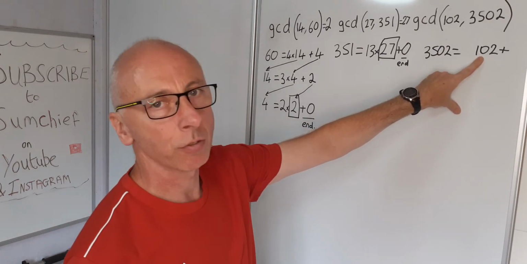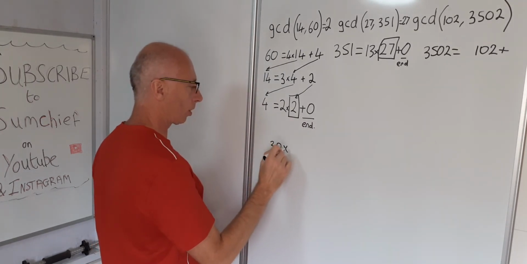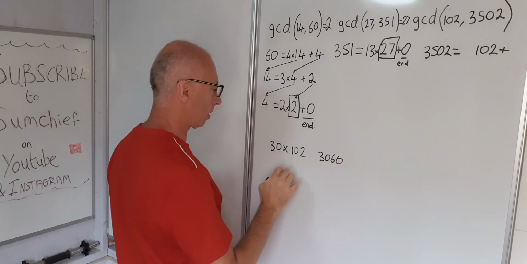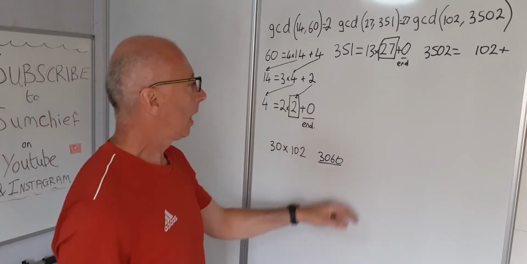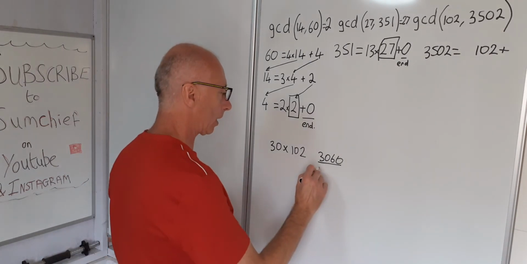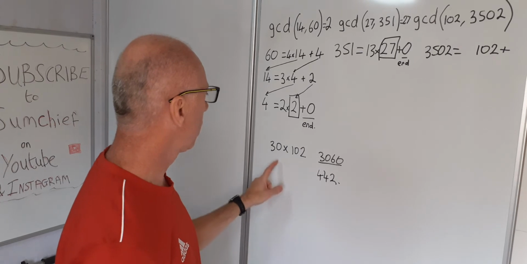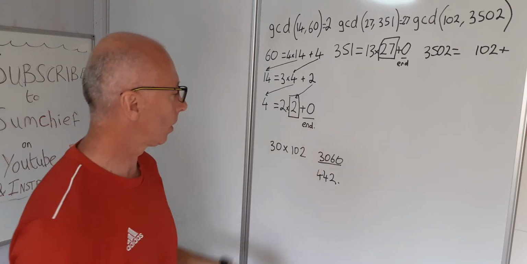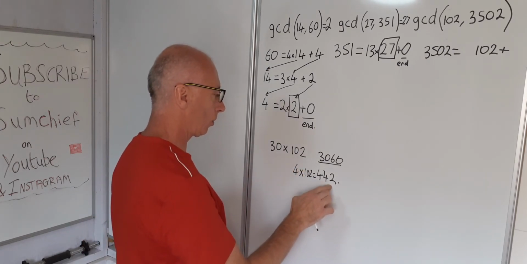So 30 times 102, let's just work that out over here. 30 times 102, well, that's going to give us 3060. Treble that and put 0 on the end, that's 3060. And then we need another 442 remainder. So we've got 442 to find to get to 3,502. So how many 102s in 442? Well, there's 4, isn't there?